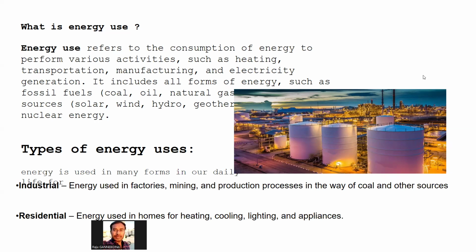Energy is used in many forms in our daily life. Generally, we are going to discuss industrial uses and residential uses. Industrial uses include manufacturing industries, mining, and production processes, in the way of coal and other resources. Residential uses are like in the home for heating, cooling, lighting, and appliances.